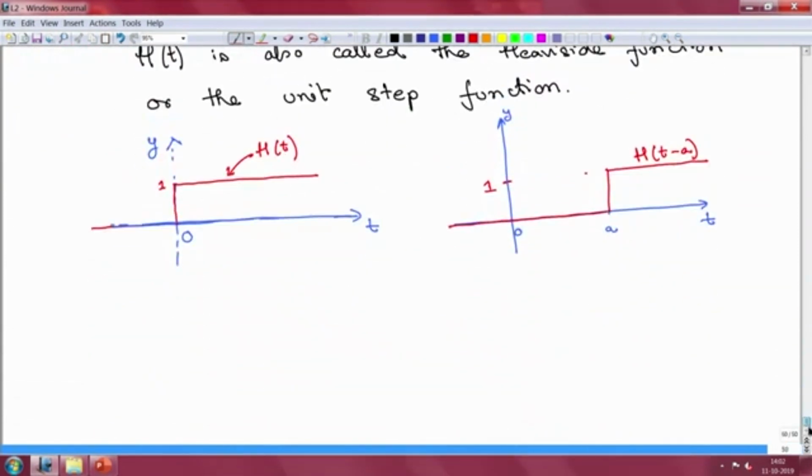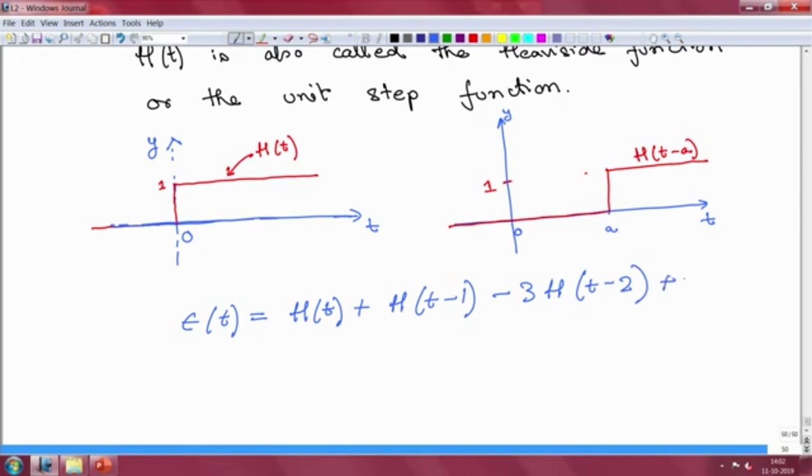In mathematical form, I can say that the functional form that has been given to me is essentially h(t) plus h(t minus 1) minus 3 times h(t minus 2) plus h(t minus 3), right. So, you can see that at t equal to 3, all these will add up: this will become 1, this will become 1, this is minus 3, this is 1. So, it adds up to a value of 0, right.